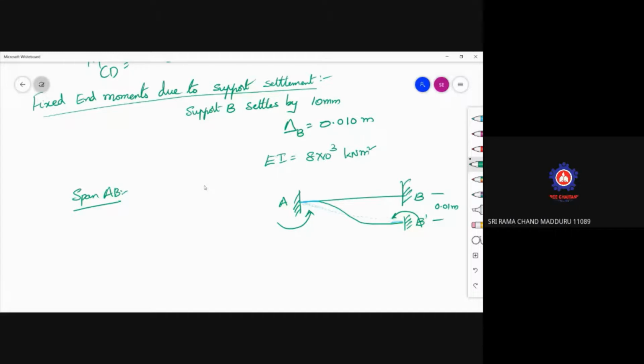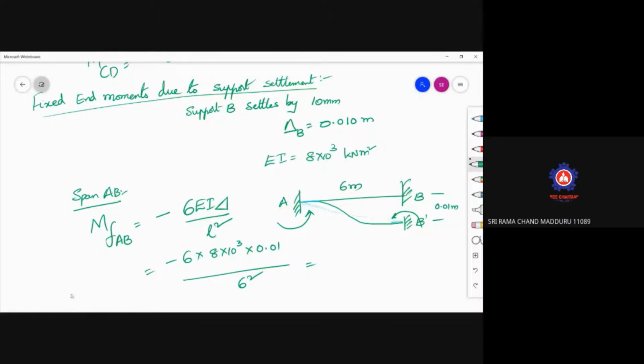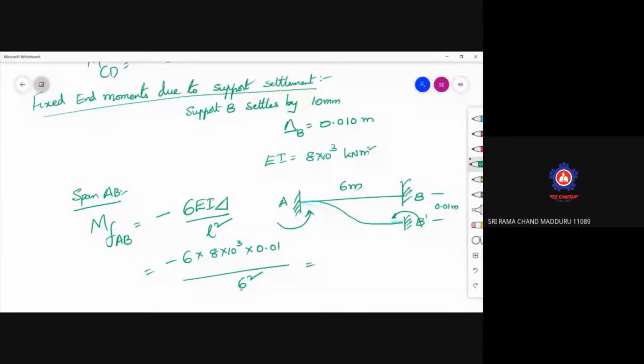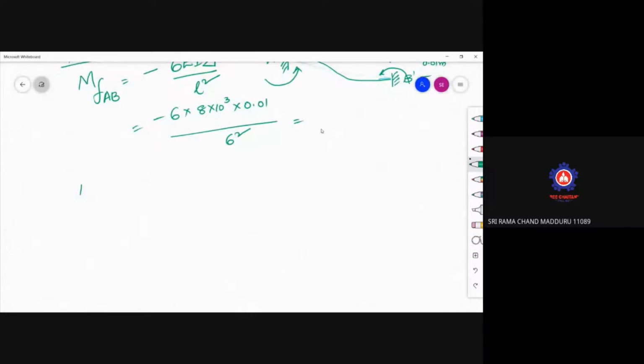So we know that anti-clockwise moments are negative. MFAB is equal to minus 6EI delta by L square. So what is the length of this span here, which is 6 meters. So minus 6 into 8 into 10 cube into delta is 0.01 by 6 square. So which will give you the fixed end moments. So similarly, calculate for MFBA also. MFBA is also to be calculated for span AB, which is also minus 6EI delta by L square.